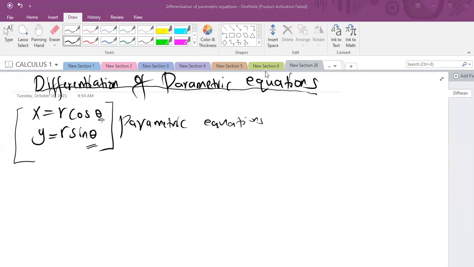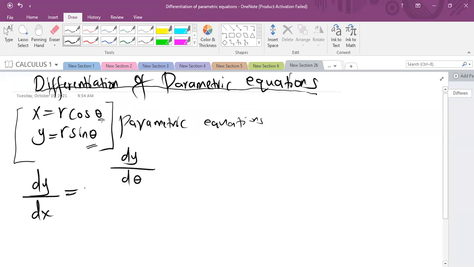Now, how do we go about differentiating parametric equations? So dy dx of a parametric equation is given by dy d theta, differentiating with respect to that other variable, over dx d theta.